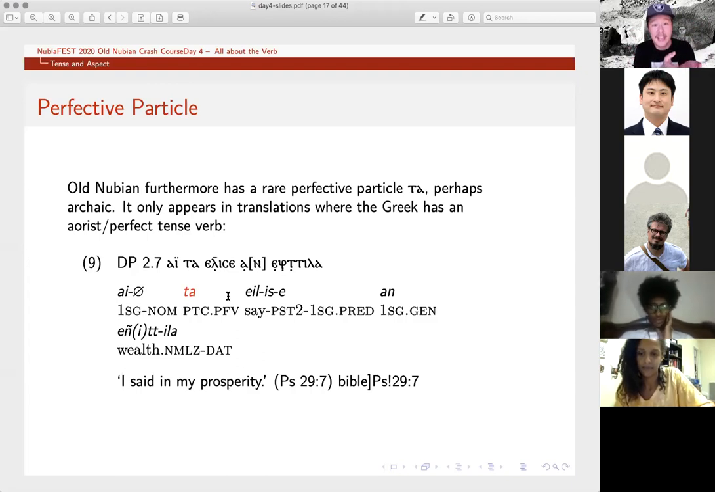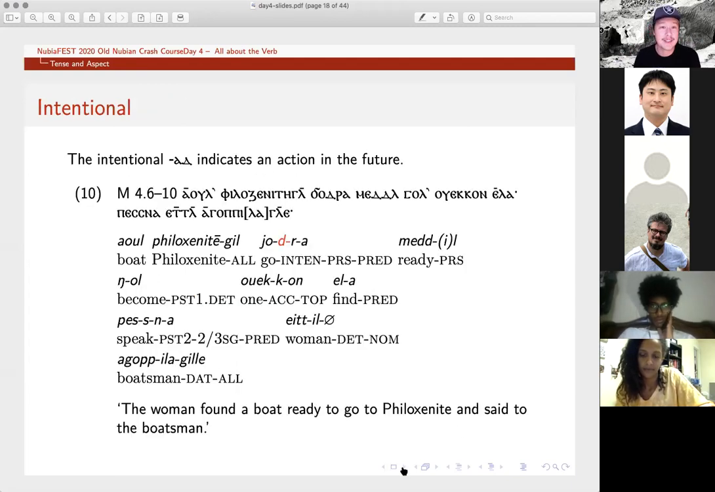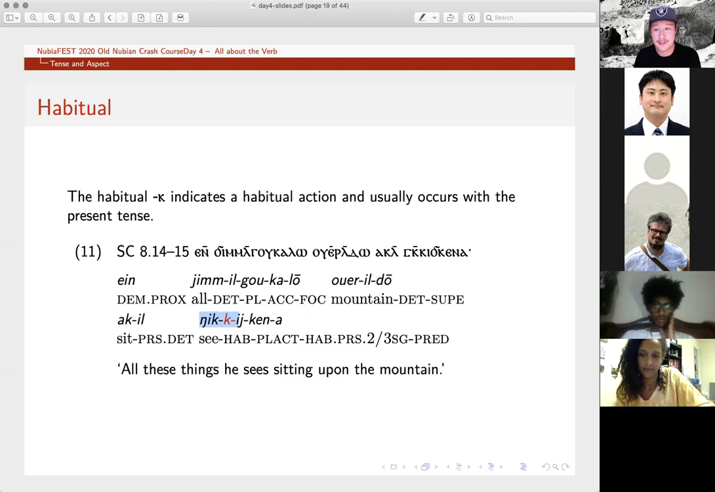Nothing in Old Nubian is like it. Yeah, this is the problem. If we find something that's like it, we might understand a little bit more about it, but we haven't. So that's how it is.